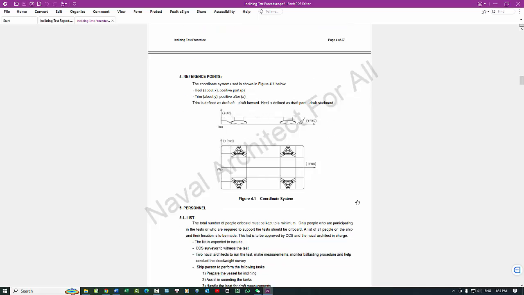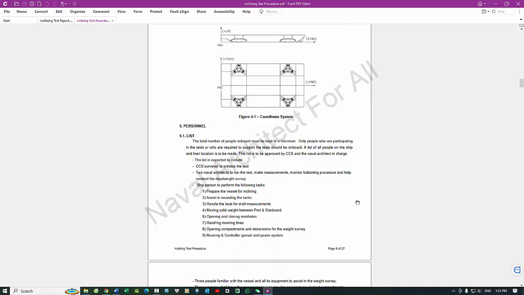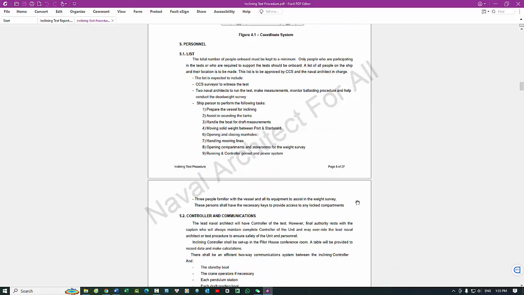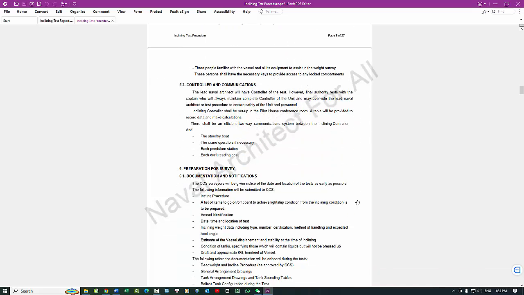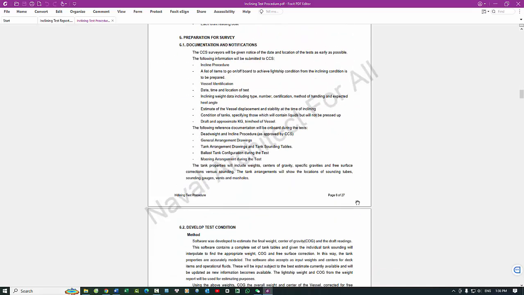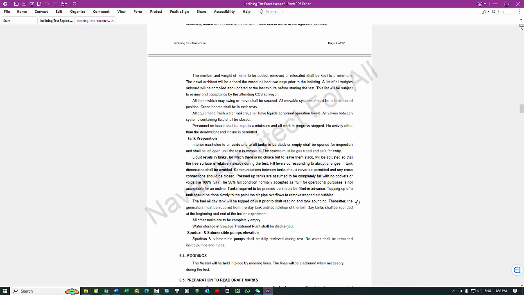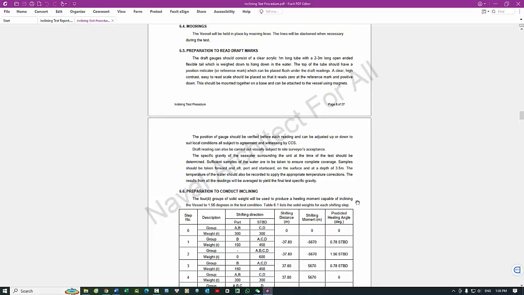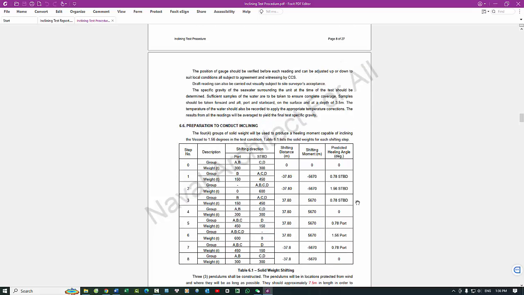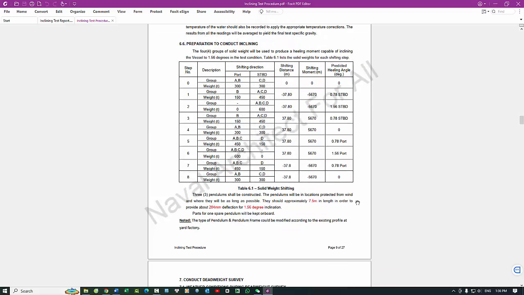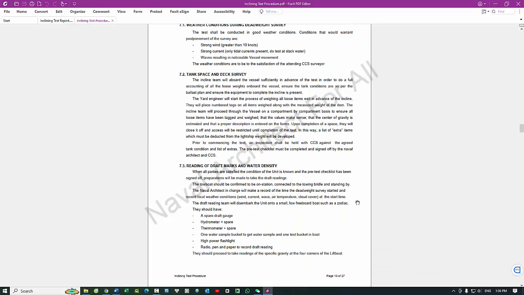1. Determine the center of gravity, CG. The test helps in calculating the vertical position of the ship's center of gravity. Knowing the CG is crucial for assessing how the ship will behave when subjected to external forces, such as wind and waves.